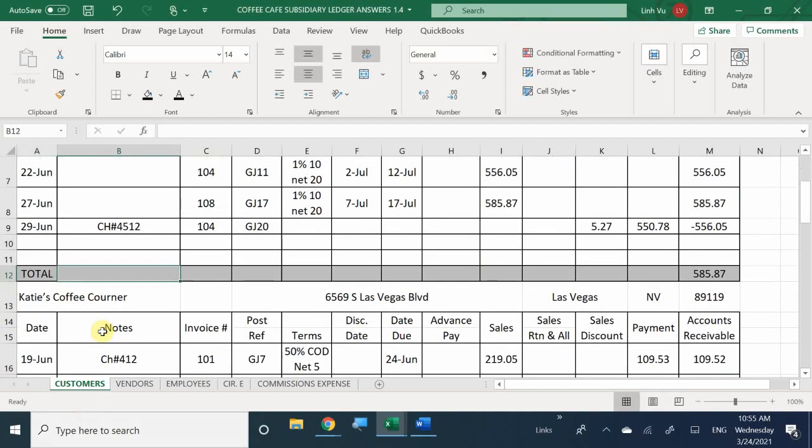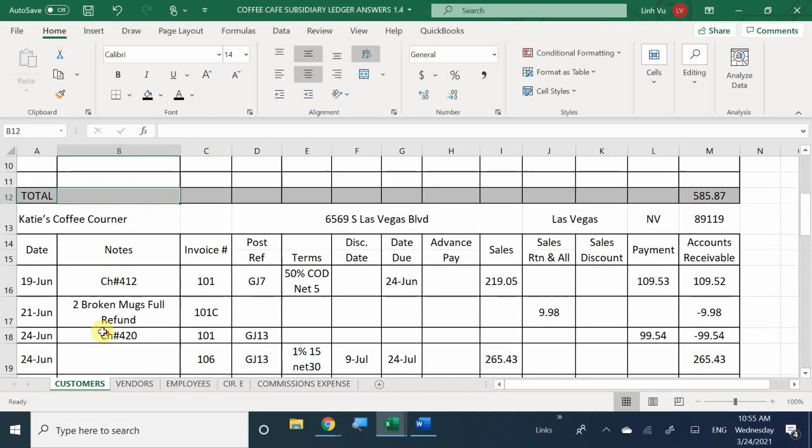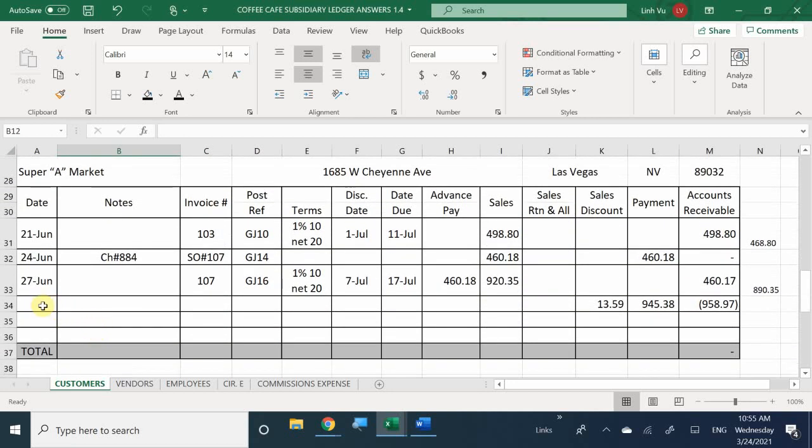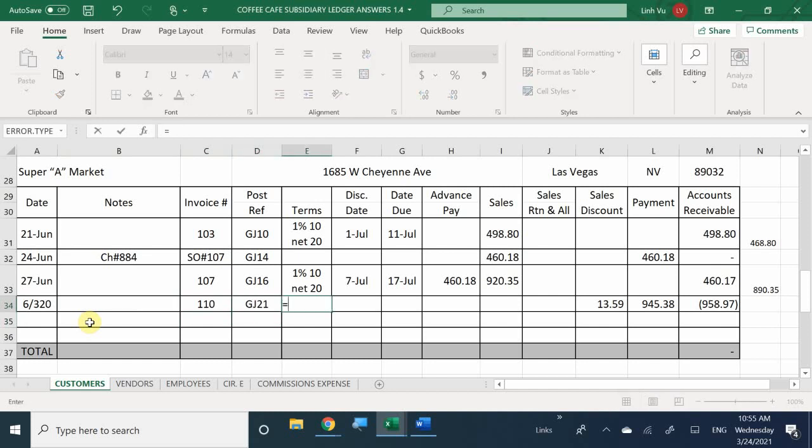Okay, so we are going to Super A market. So, okay, so the third one in. So 620, 630. Invoice number 110. General Journal 21. Their terms is 1% 10, net 20. So what is their discount due date? July 10.